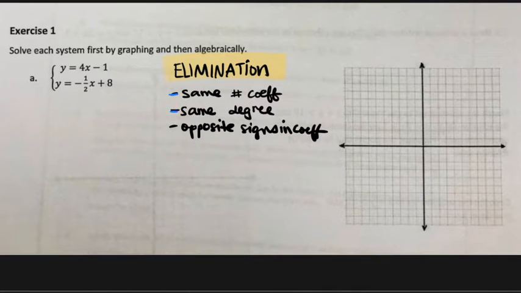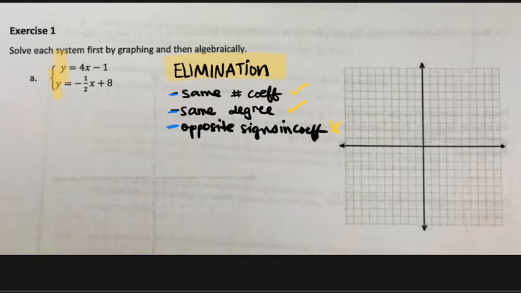Now let's look at this other example. We're going to use elimination, and remember, we're looking for these three things. We're looking for the same coefficient, making sure that our variables have the same degree for whatever variable we decide to eliminate, and we also want them to have opposite signs in their coefficients. I noticed some similarities right away. I have a y and a y that both have the same coefficient and the same degree, so that would be an easy one for me to begin with.